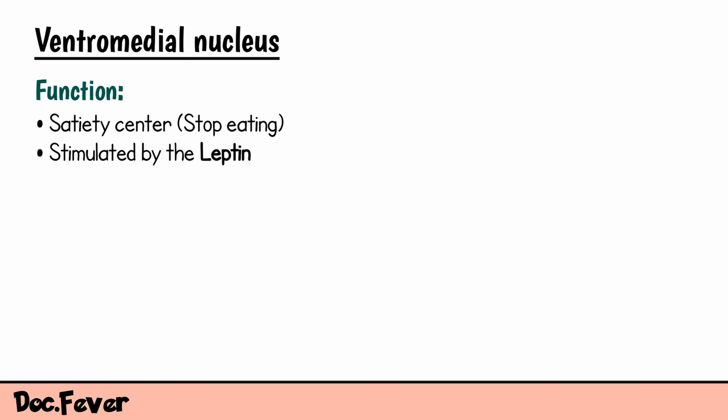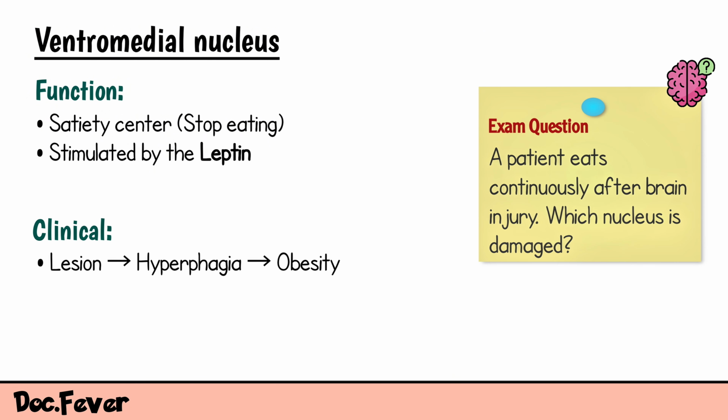Next is the ventromedial nucleus. Its function is the satiety center, meaning it informs the person to stop eating, you are full now. It is stimulated by leptin. A lesion to this nucleus can lead to hyperphagia, which leads to obesity.